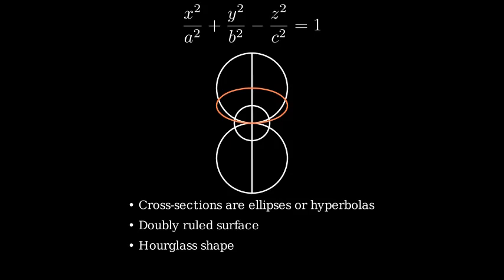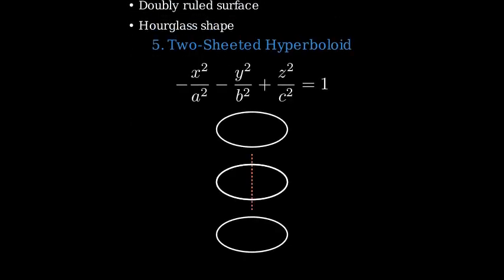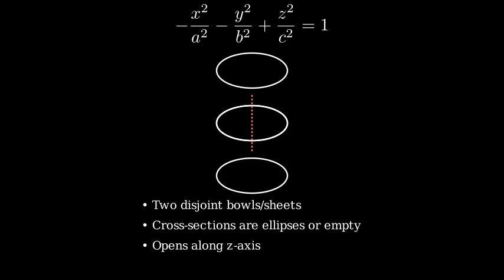The fifth quadratic surface is the two-sheeted hyperboloid. A two-sheeted hyperboloid has the standard equation negative x squared over a squared minus y squared over b squared plus z squared over c squared equals 1. This surface consists of 2 disjoint bowls, or sheets, opening along the positive and negative z-axis. The cross-sections where z equals a constant are empty when the absolute value of z is less than c, and ellipses otherwise.